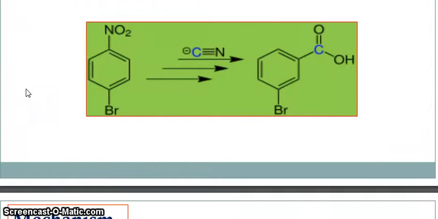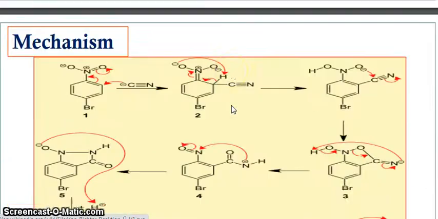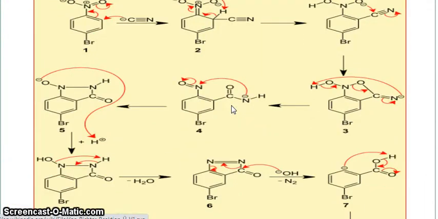So you can see the substrate, you can see the product. The NO2 group is replaced and the COOH group enters at the ortho position. The bromine position is the same; only this is the ortho position, and here the nitro group is replaced and the COOH group enters. So you can look at these mechanisms.